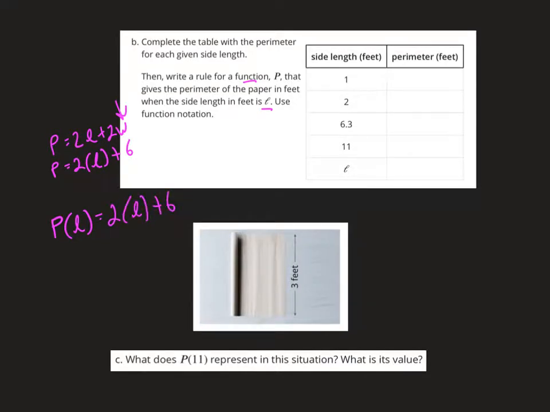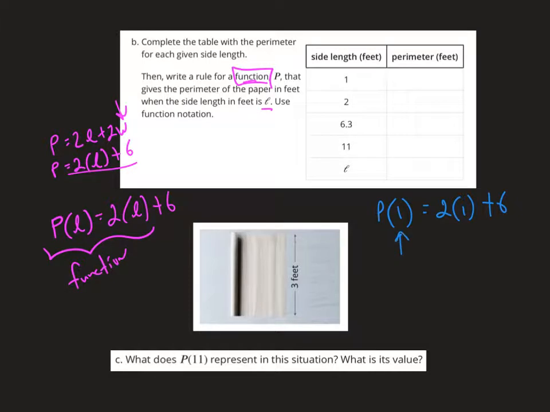So all I did is I kind of figured out my rule, and then I'm writing it in official function notation, right? So this is the function that they asked me to create. Now I think it's easier to have the function, and then we'll evaluate it. Now that we're evaluating, we could see that P of 1 is going to yield us 2 times that value of 1 plus 6, which is 2 plus 6, which is 8.